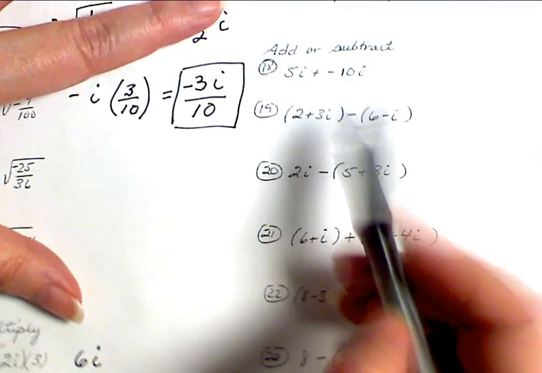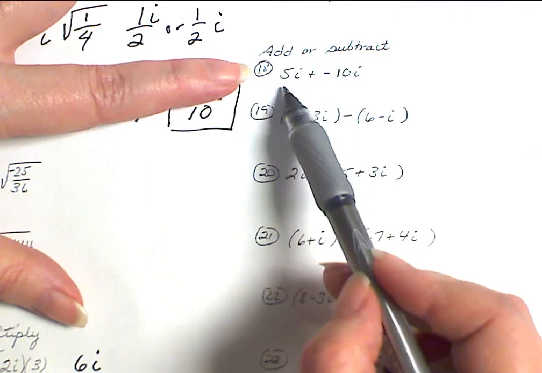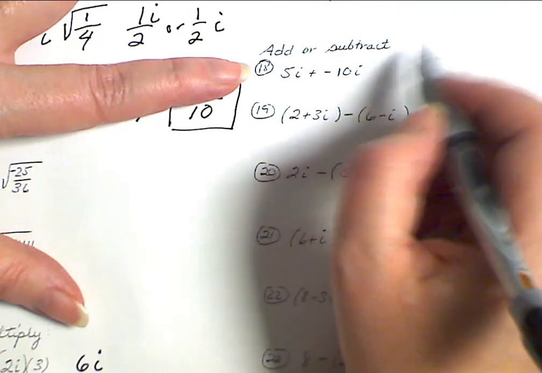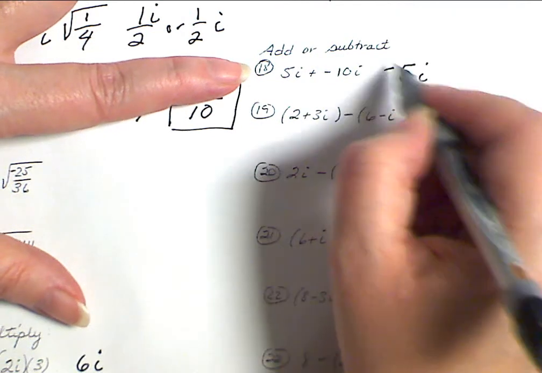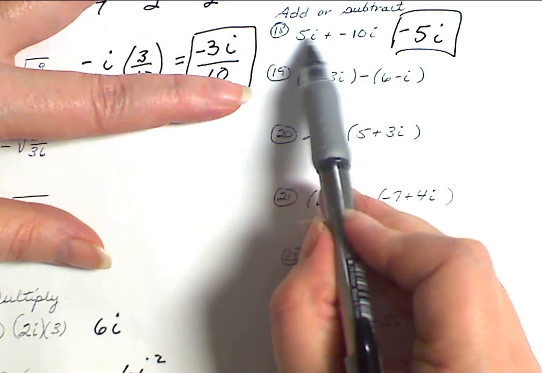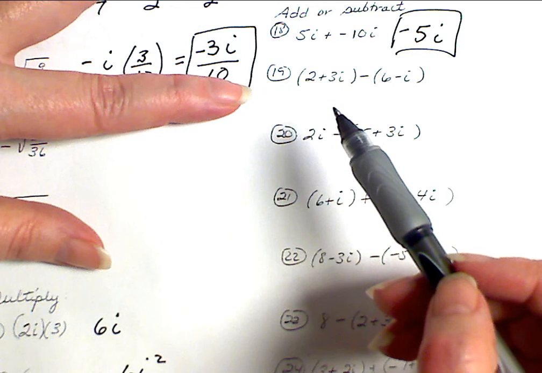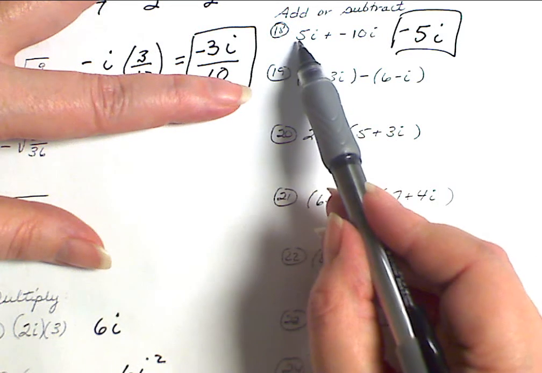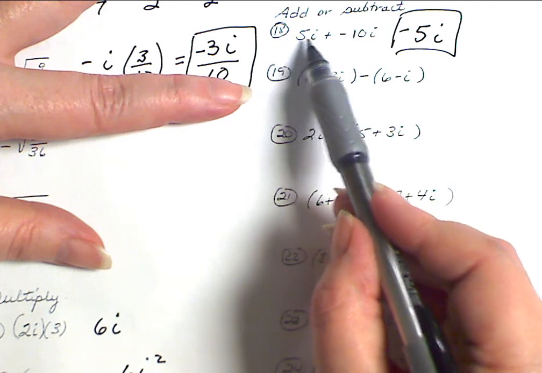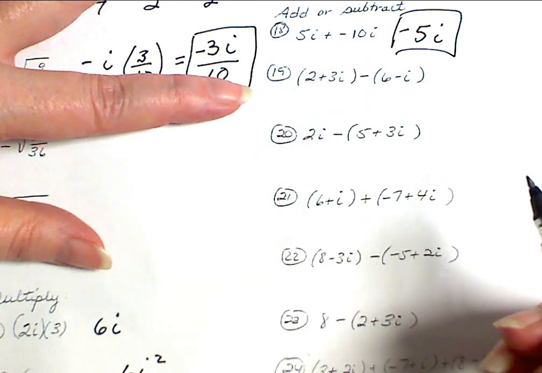Adding and subtracting, what you do is you just have to add and subtract like terms. So 5i plus a negative 10i. Think of it being x. If I had 5x plus a negative 10x, what would that be? So we have 5x or 5i plus a negative 10i. It'd be negative 5i.